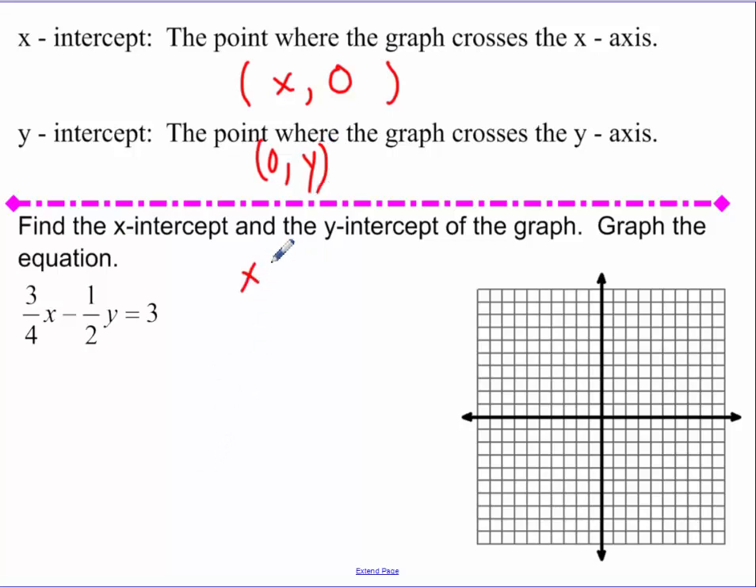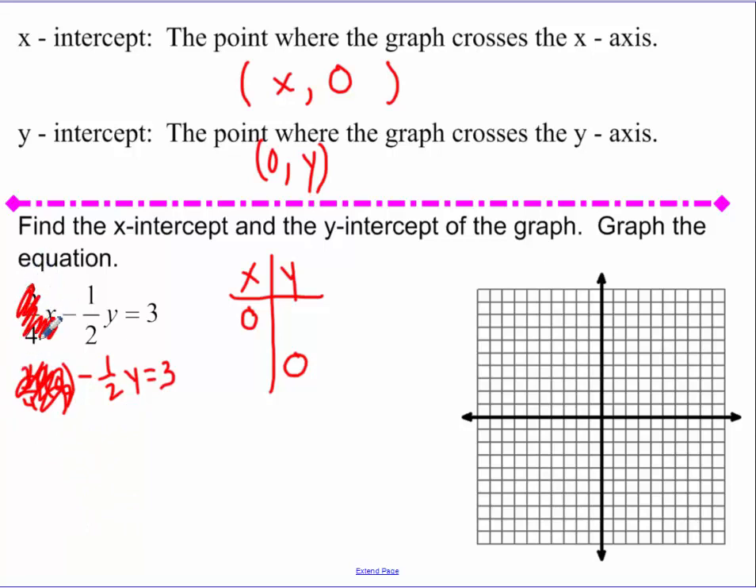Okay, so I like to make what I call an intercept chart. I do a 0 for the x, 0 for the y. So if I make x 0, if I plug in 0 there, 3/4 times 0 minus 1/2 y equals 3. Anything times 0 is 0. So what I often do is with my finger, I cover that one up. When I'm finding the y-intercept, I cover up the x term, and I solve this equation. Solving that equation, I get negative 6.